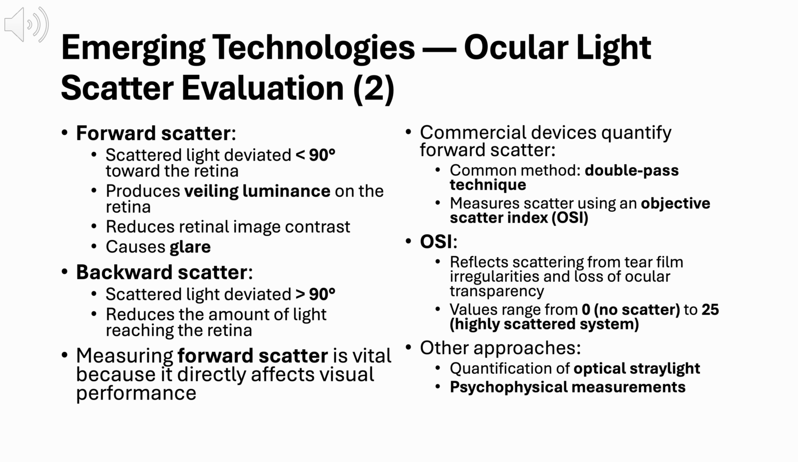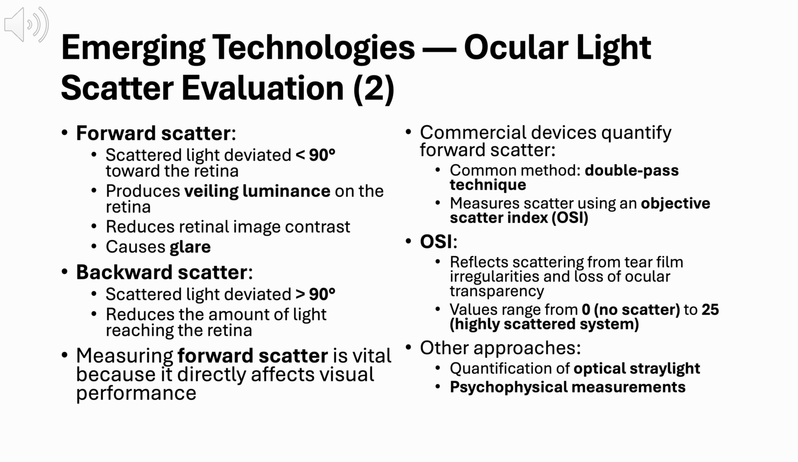Backward scatter, in contrast, is light deviated more than 90 degrees, away from the retina. It reduces the total amount of light reaching the retina, but has less impact on perceived image quality, even though it's easier to observe clinically. Because of this, measuring forward scatter is critical for understanding real-world visual performance.